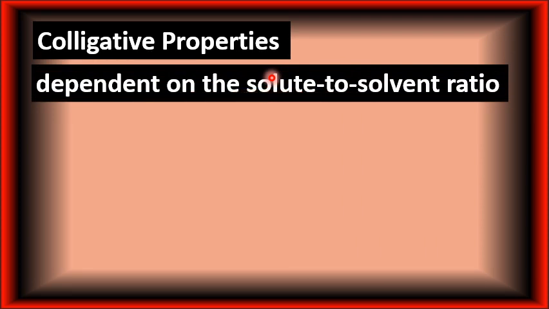Colligative properties of solutions depend on the solute to solvent ratio. In other words, these properties depend on the amount of the solute, but not on the identity of the solute in a given solvent. We say that the greater the concentration of solute in the solution, the greater is the boiling point elevation.